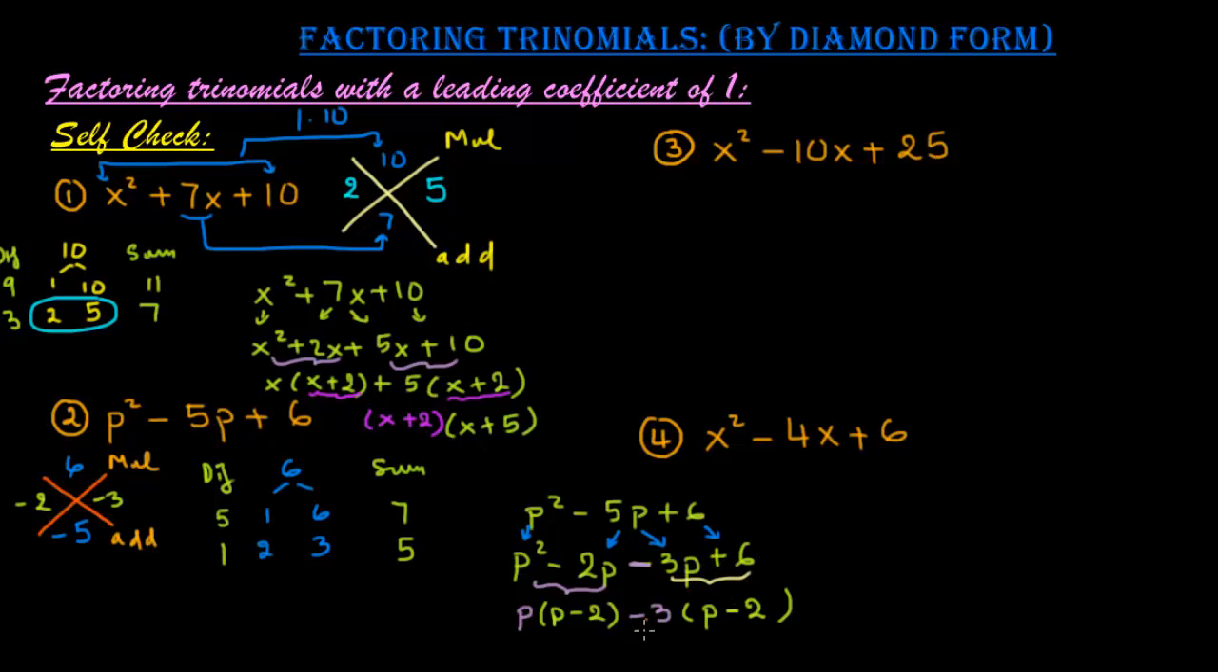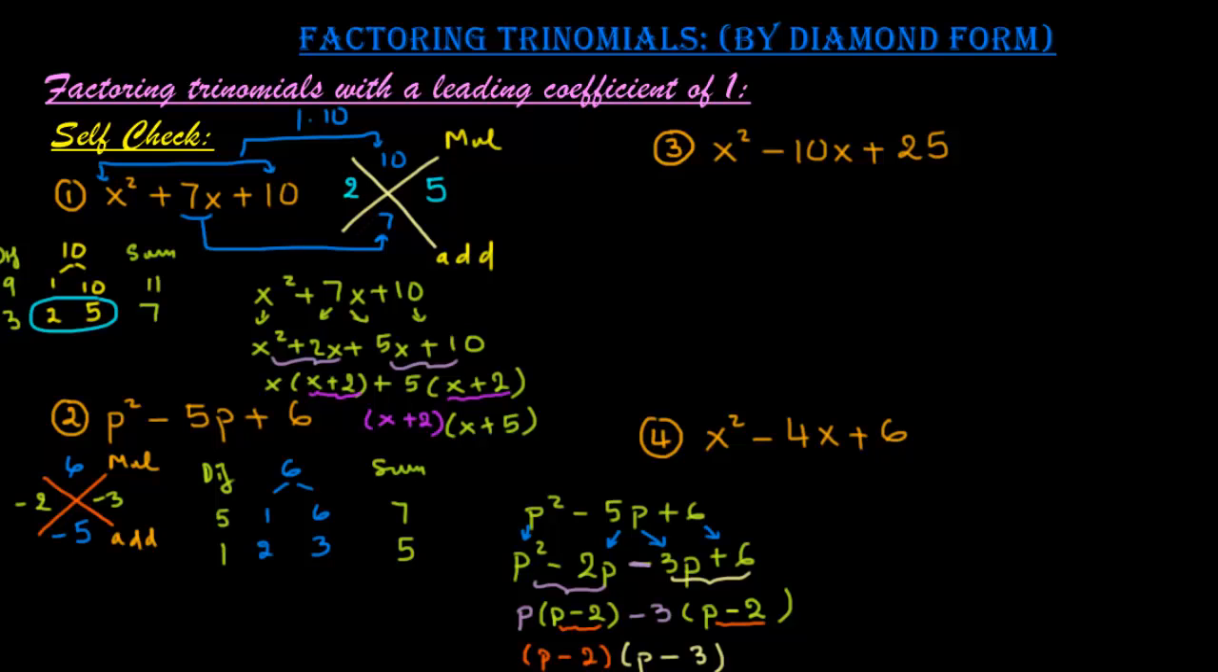And as we said before, when we do grouping 2 by 2, these binomials are always alike. So we keep going, factor it out: p minus 2 times p minus 3 left in the other group. And that's the answer for problem 2.